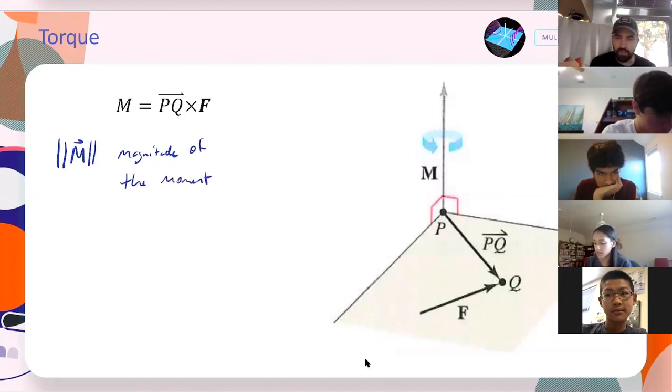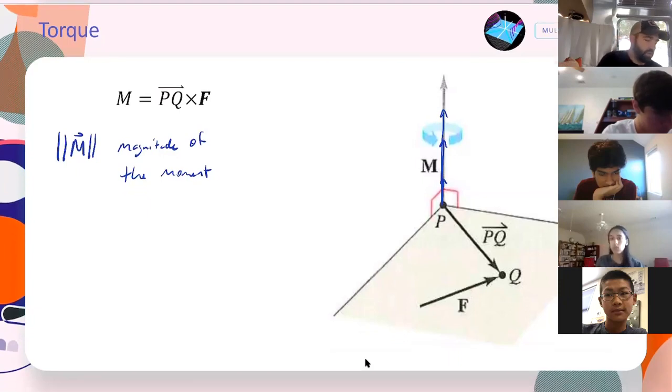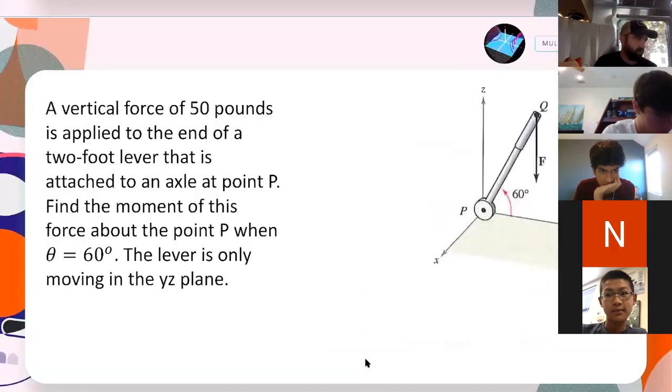We just find the magnitude of M. So basically the length of the axis geometrically is going to change based on how likely it is that that thing wants to spin around. So again, it's kind of like work where we did the dot product. Here we do the cross product of PQ, the lever itself, and F, the force being put on the lever, and we'll get what's called the moment, which is the tendency to want to kind of spin around.